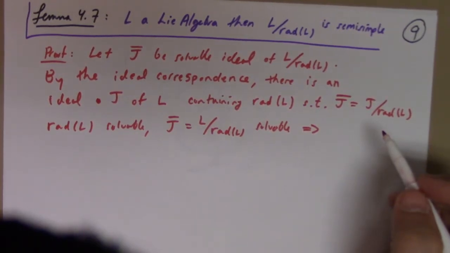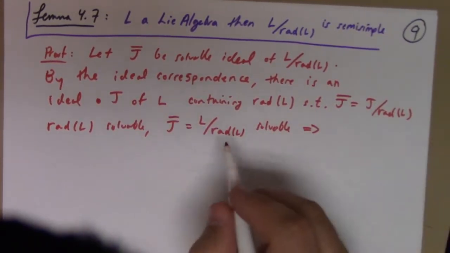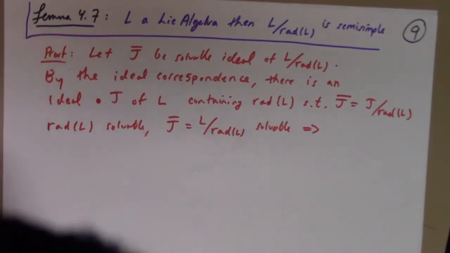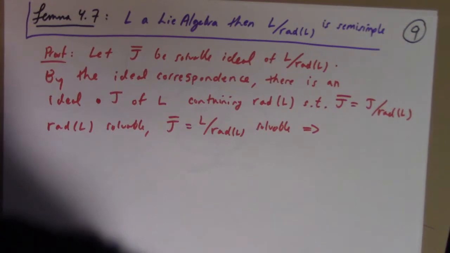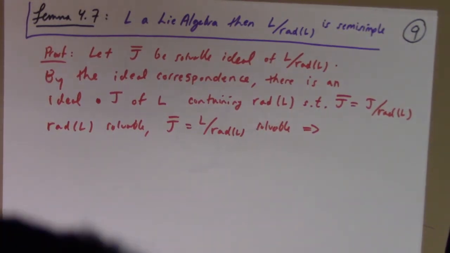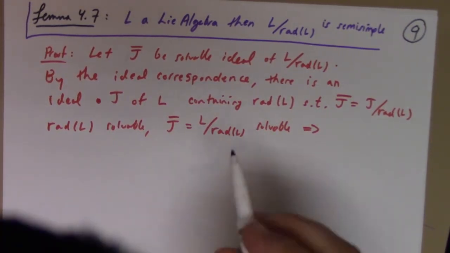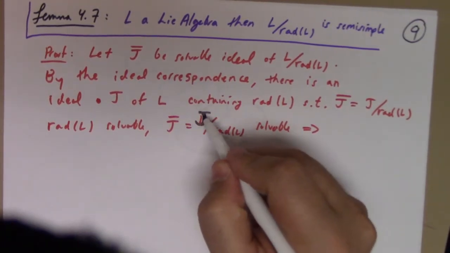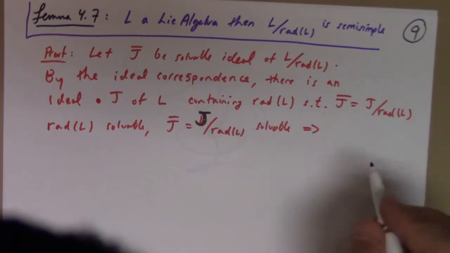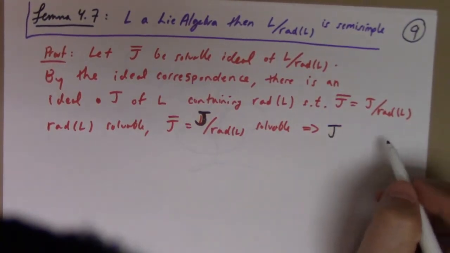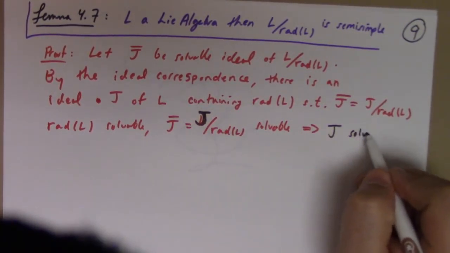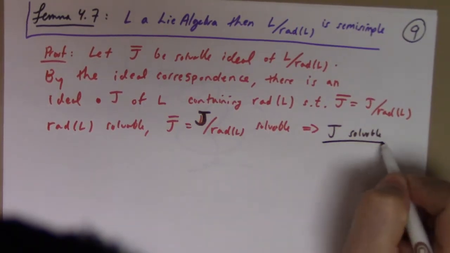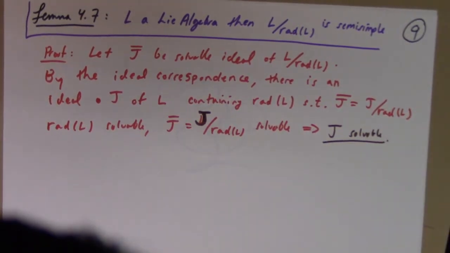Therefore, it's not L that goes there. I shouldn't be able to say that L is solvable. This is not that general a result. If L was always solvable, then most of what we're saying wouldn't be interesting. This is a J, not an L. This implies then that J is solvable.